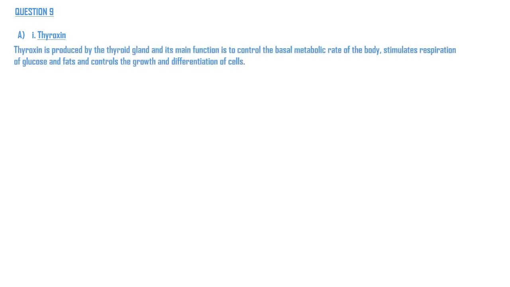Thyroxine. Thyroxine is produced by the thyroid gland, and its main function is to control the basal metabolic rate of the body, stimulate respiration of glucose and fats, and control the growth and differentiation of cells.